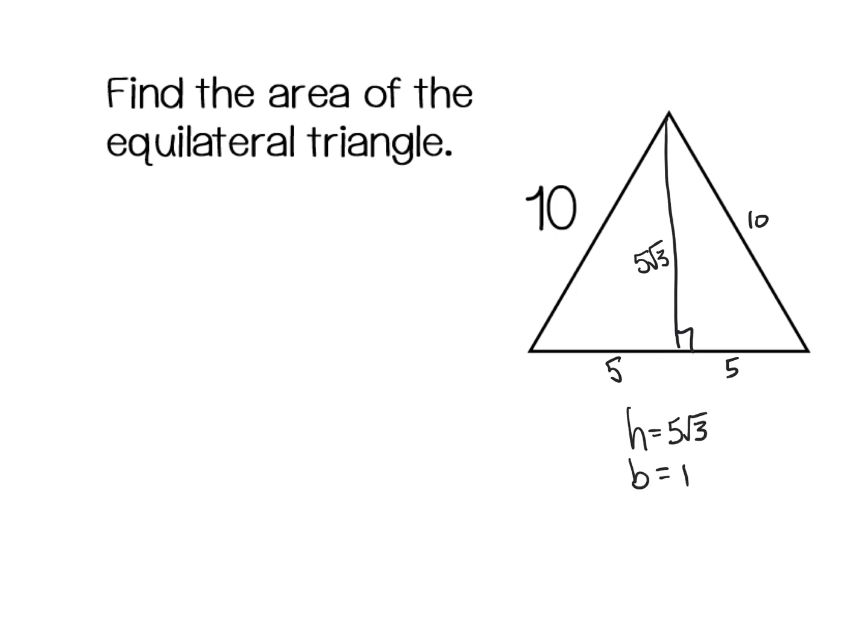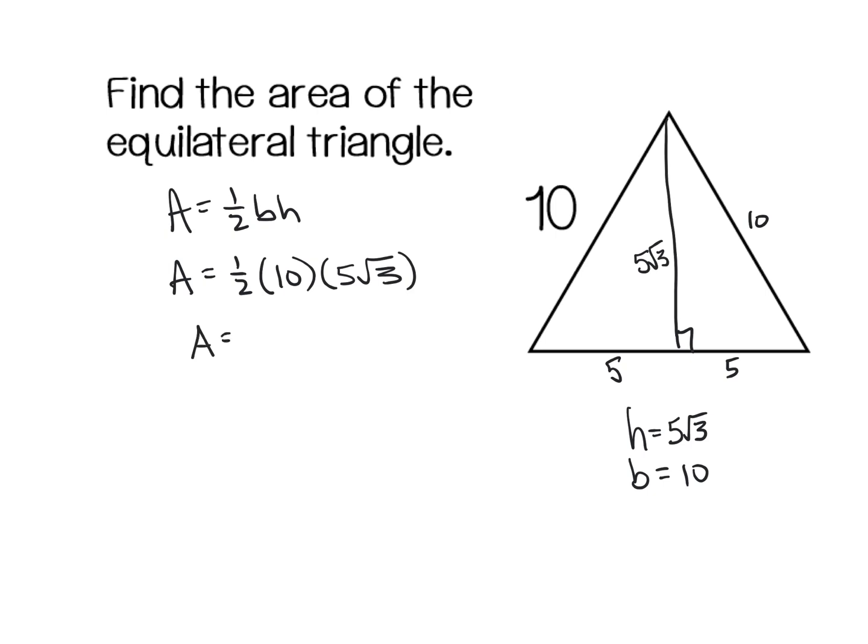My base is 10. So we know area equals 1/2 base times height. So we have 1/2 times, my base was 10, my height is 5 radical 3. If I simplify that, half of 10 is 5. 5 times 5 is 25 radical 3 square units. If I'm interested in the decimal, I'm going to type it into my calculator, and you get 43.3.